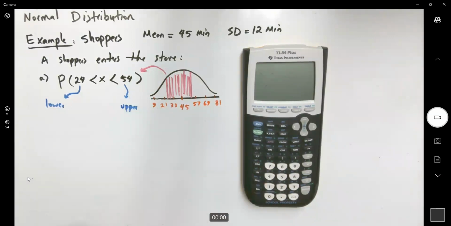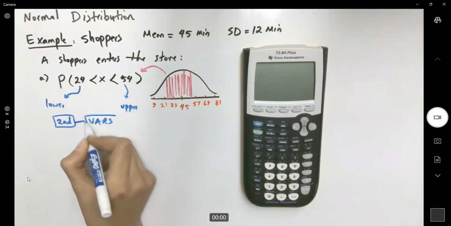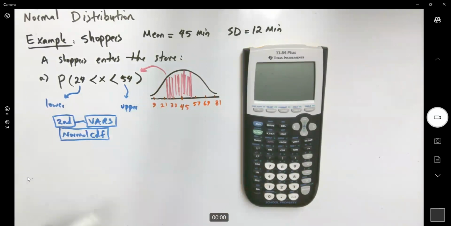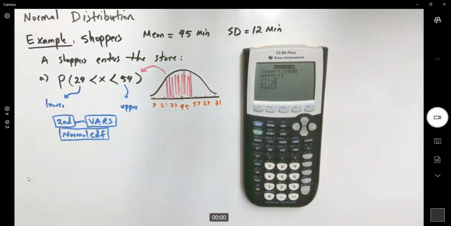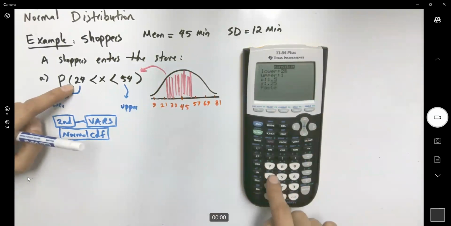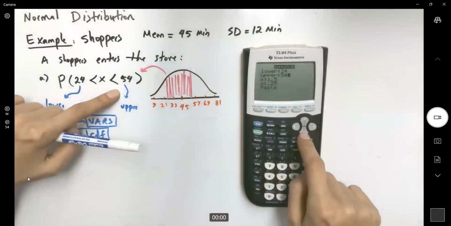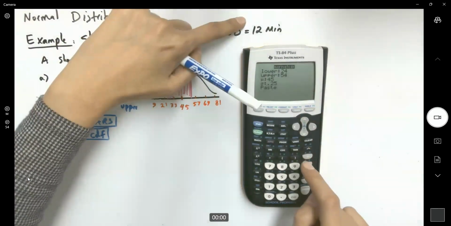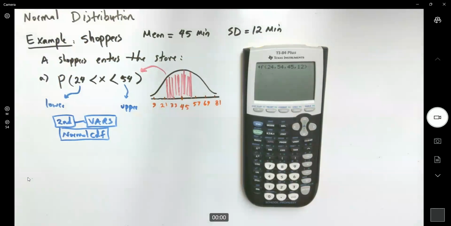Well, my calculator, second VARs, normal CDF. There you go. So turn on your calculator, second VARs, normal CDF, and lower limit is 24. So enter 24 for the lower limit. Upper limit is 54. Enter 54 for the upper limit. Then mean is 45 minutes. Standard deviation is 12 minutes. Enter everything correctly. Then do the calculation.